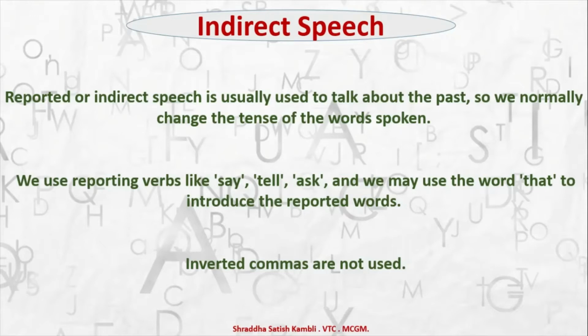Now, let us come to certain examples of indirect speech. One more thing I want to tell you about indirect speech: we were just discussing that the tense will change. But remember, if we are talking about universal truths, for example, the sun rises in the east and sets in the west, this is a universal truth, then we will not change the tense. Now, let's look at some examples.